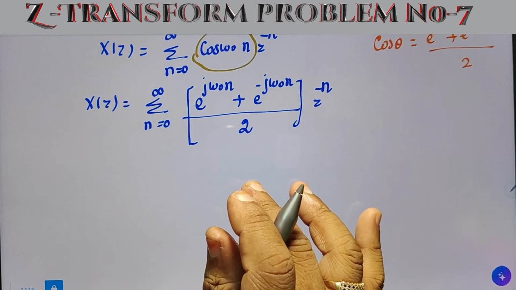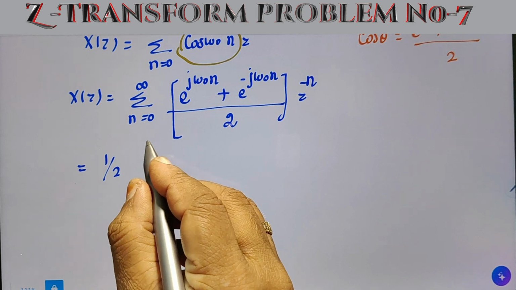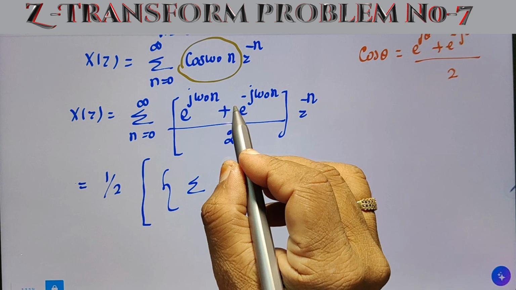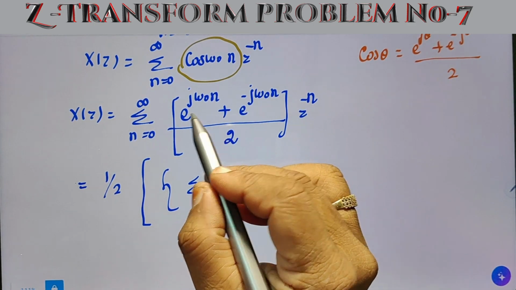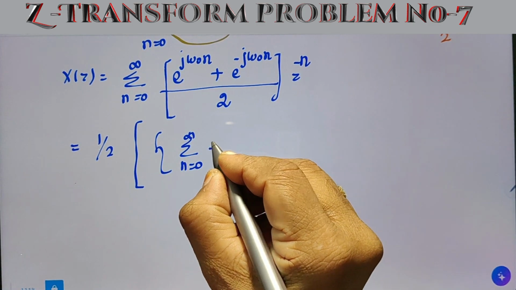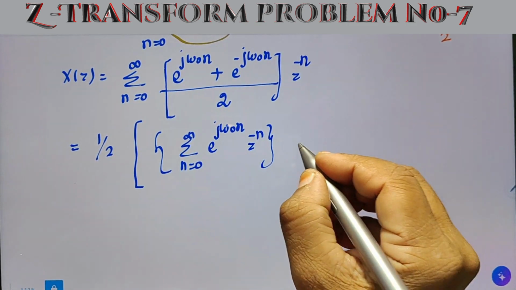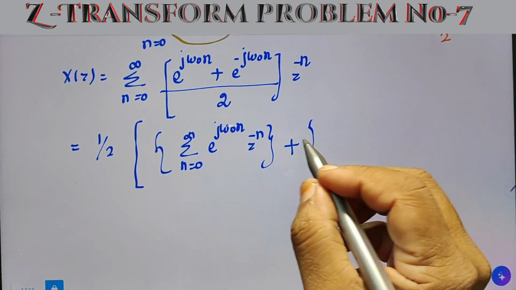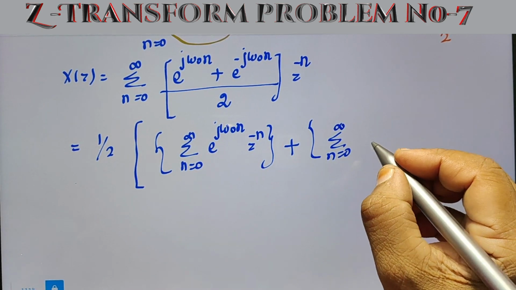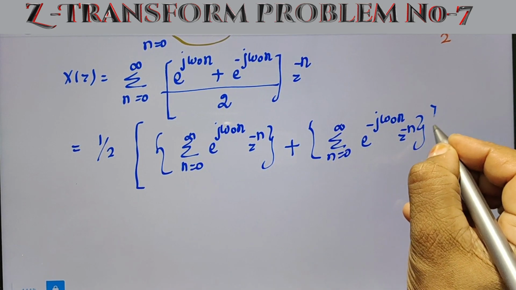For the next line, take 1 by 2 common outside, so 1 by 2 the whole bracket, summation, in between a plus term. Here we have two terms, so summation is common for both terms. n equal to 0 to infinity e power j omega naught n into z power minus n, that's the first term. In between a plus symbol, and for the second term, n equal to 0 to infinity e power minus j omega naught n into z power minus n. Then close the bracket.